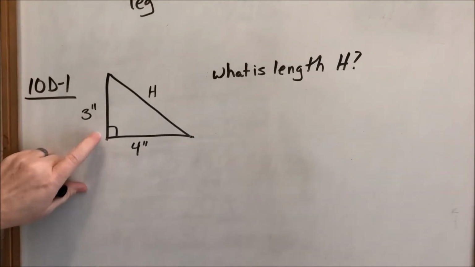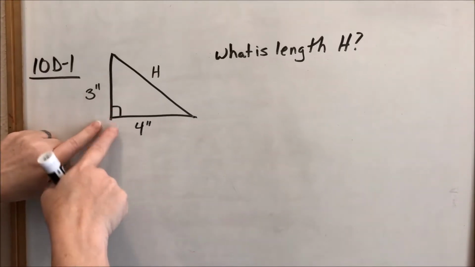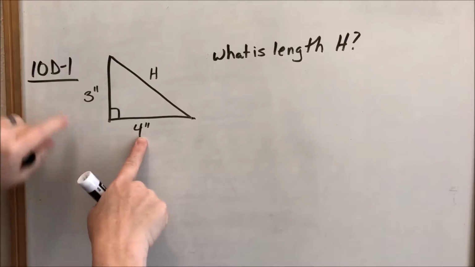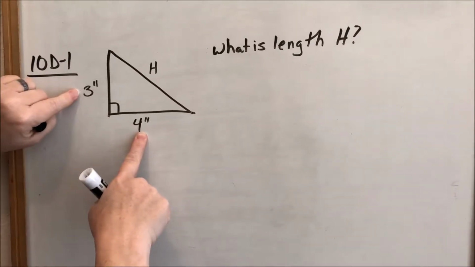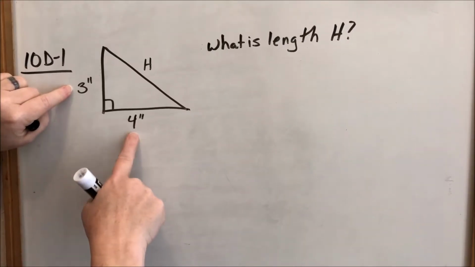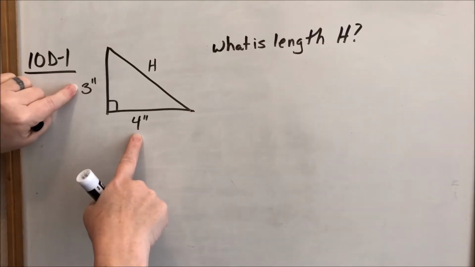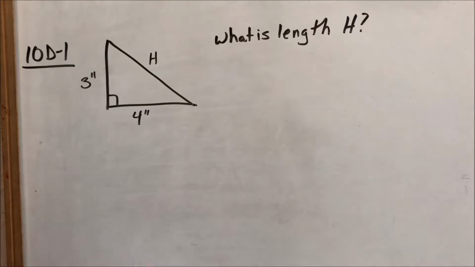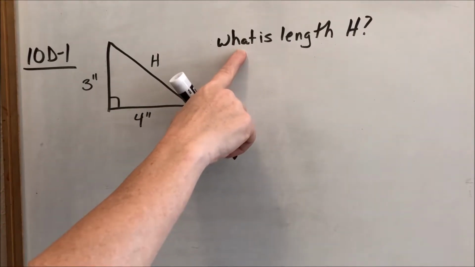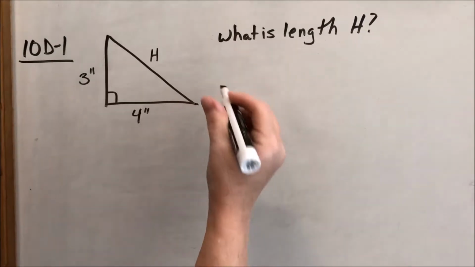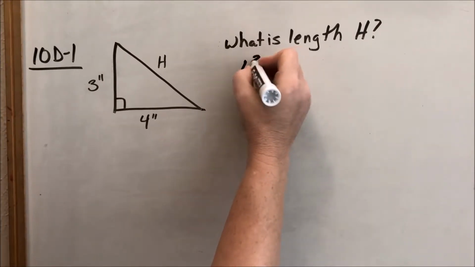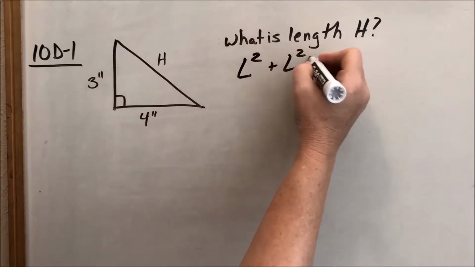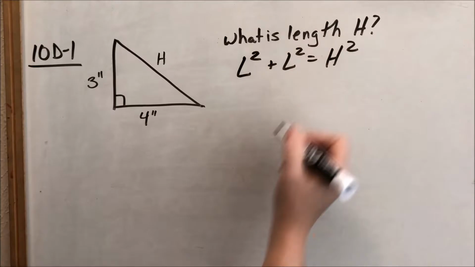You have a right triangle. This symbol tells you here it's a 90-degree angle. So the sides on each side of your 90-degree angle are called the legs. So this side represents a leg, this side represents a leg. The hypotenuse is always across from your 90-degree angle. The problem's asking for what is the length of the hypotenuse. So you use Pythagorean theorem, leg squared plus leg squared equals hypotenuse squared.